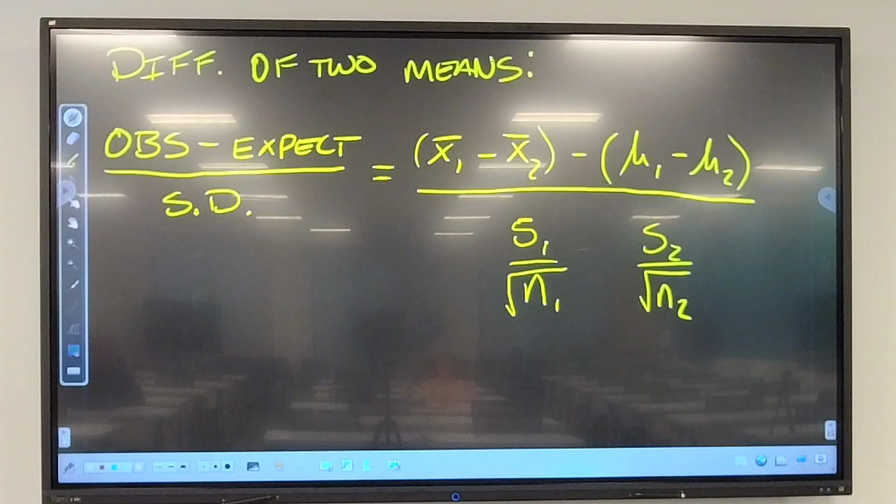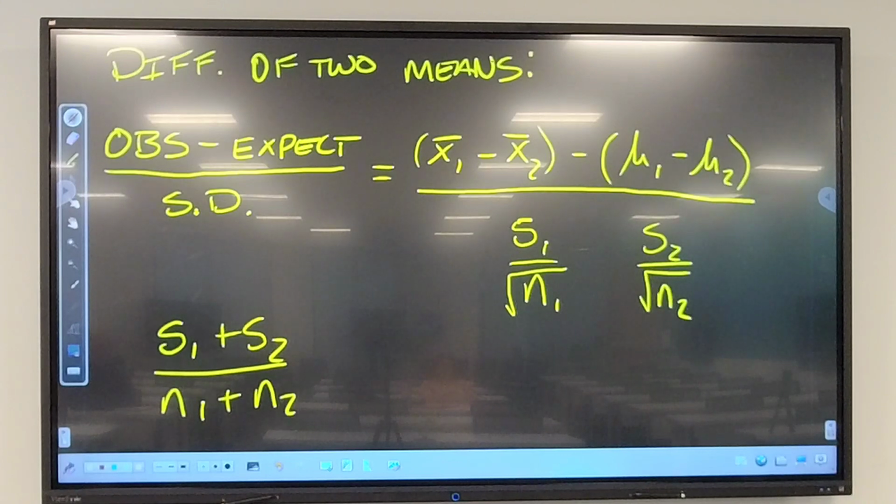If you think back to the way we did our average when it came to variance, we said let's square everything, then add it up, and then take a square root. When we add it up, divide by everything, and take a square root when we're done. Now, you wouldn't be dividing by, so you might say, okay, well, S1 plus S2 over N1 plus N2.